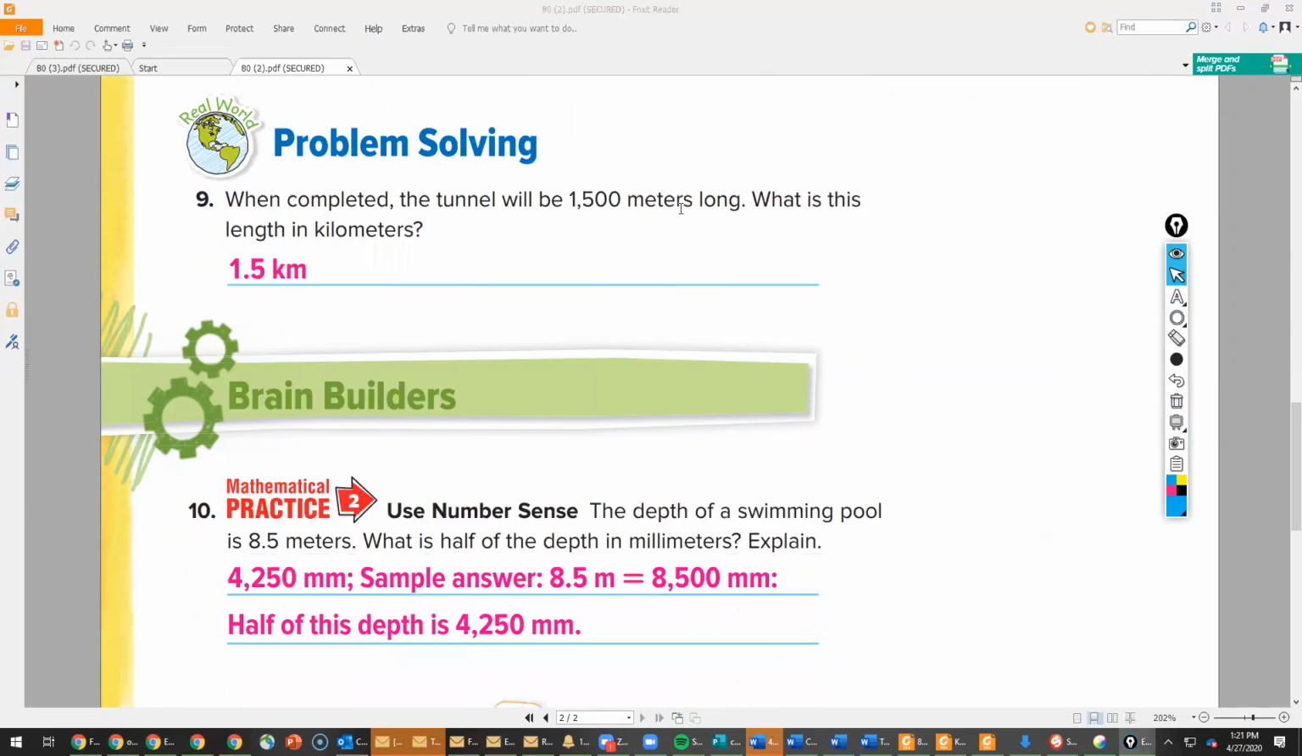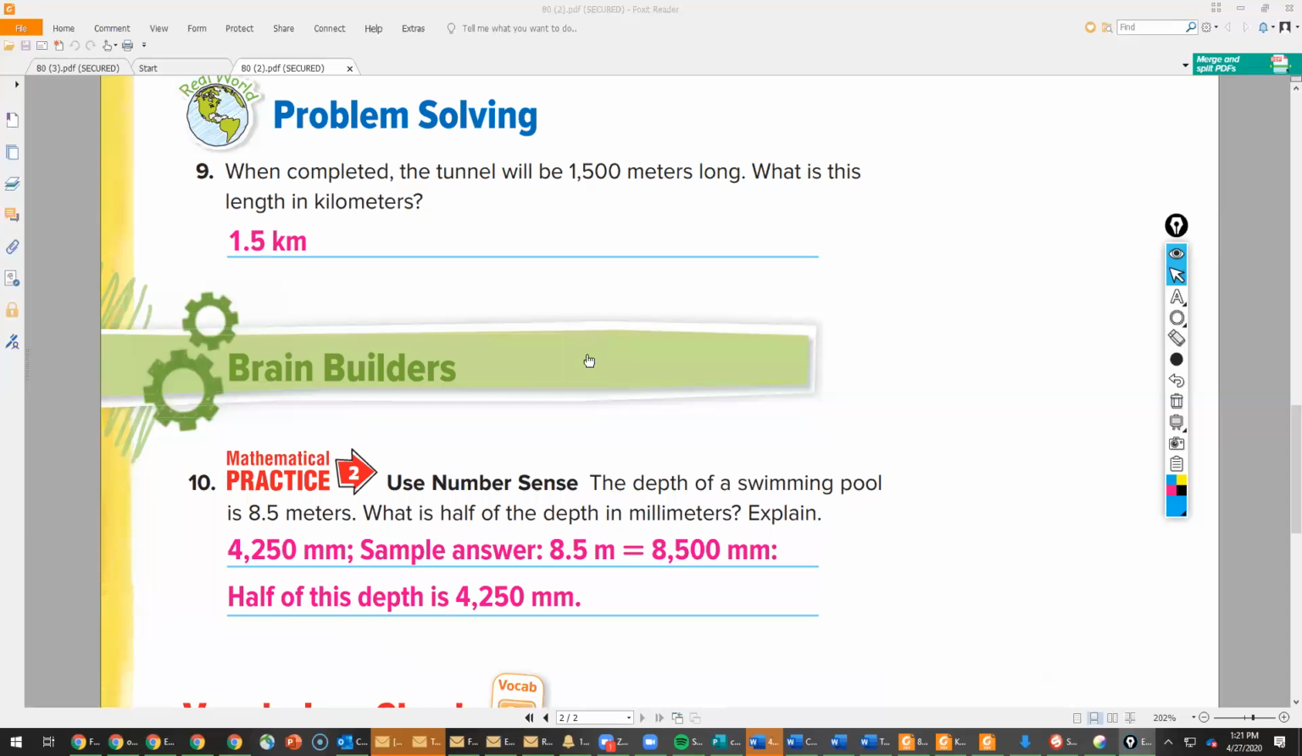We'll move on down. Now the depth of the swimming pool is 8 5/10 meters. So your answer sentence is going to be, let me just make this a little smaller. The answer sentence here should be half. Let me move this up a little bit so it's a little bit bigger this time. All right. So you should say something like half of the depth. And if you said half of the depth of the swimming pool, that's even awesomer.